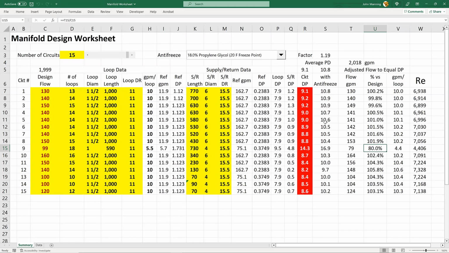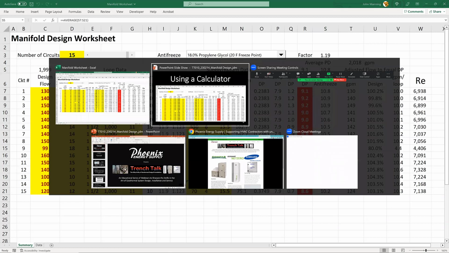And then we want to say, okay, our loop field is going to be roughly 10.8 feet of head pressure drop when we have 18% propylene glycol. So I think we did okay by having a fairly low pressure drop in such an enormous system. So with that, we're going to jump back to our presentation.